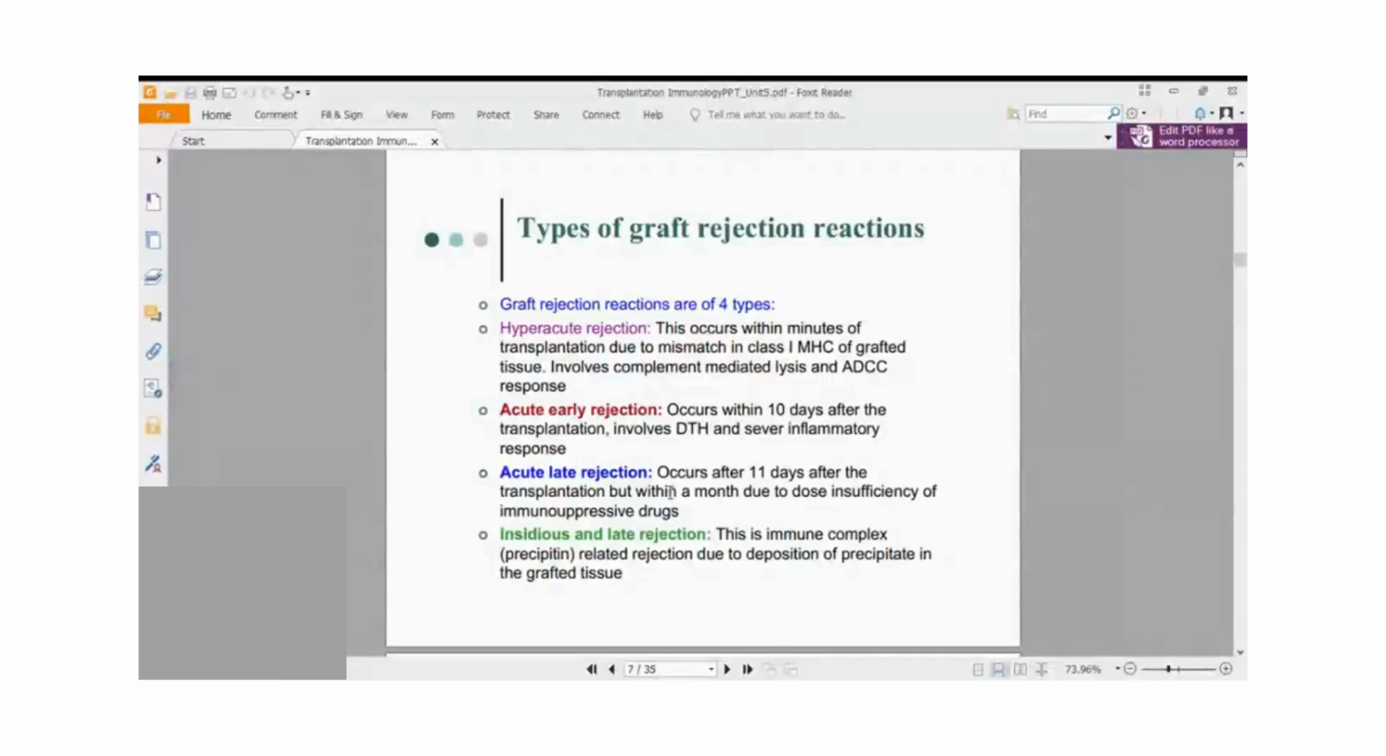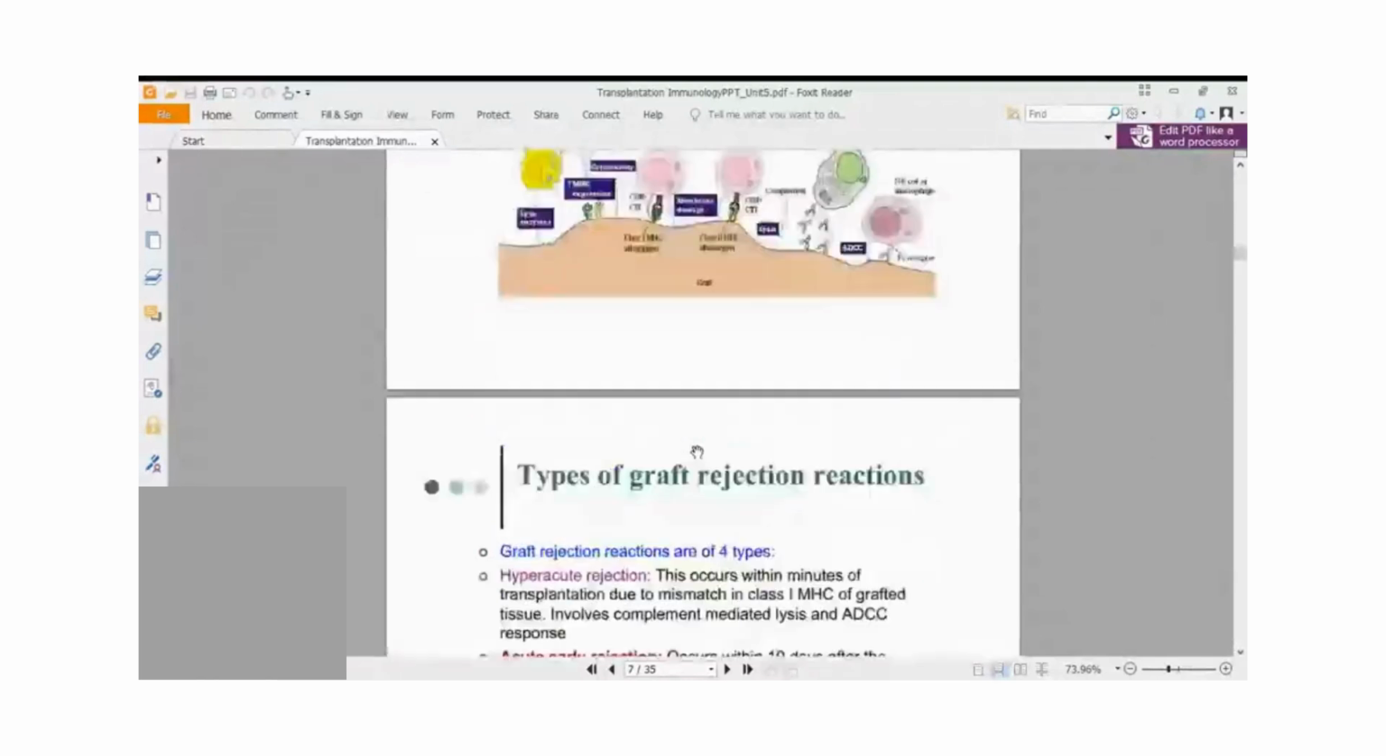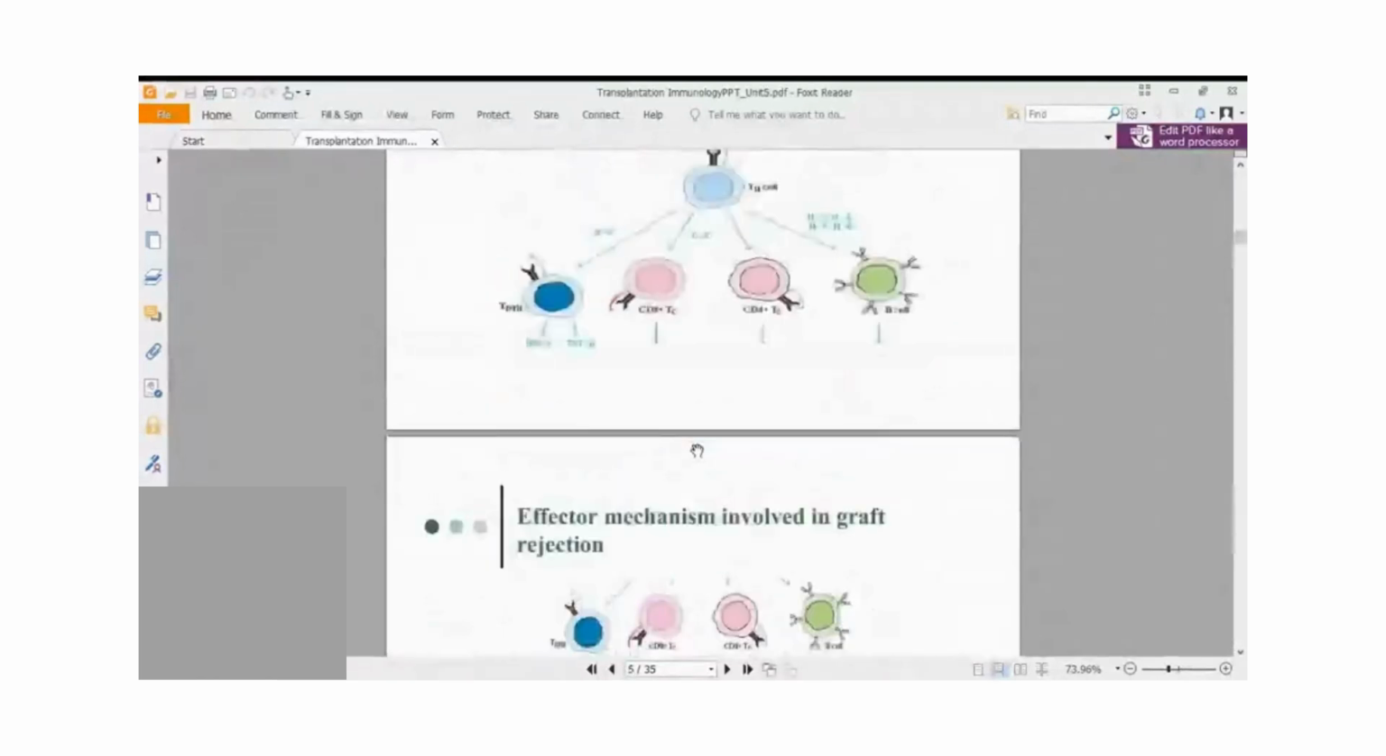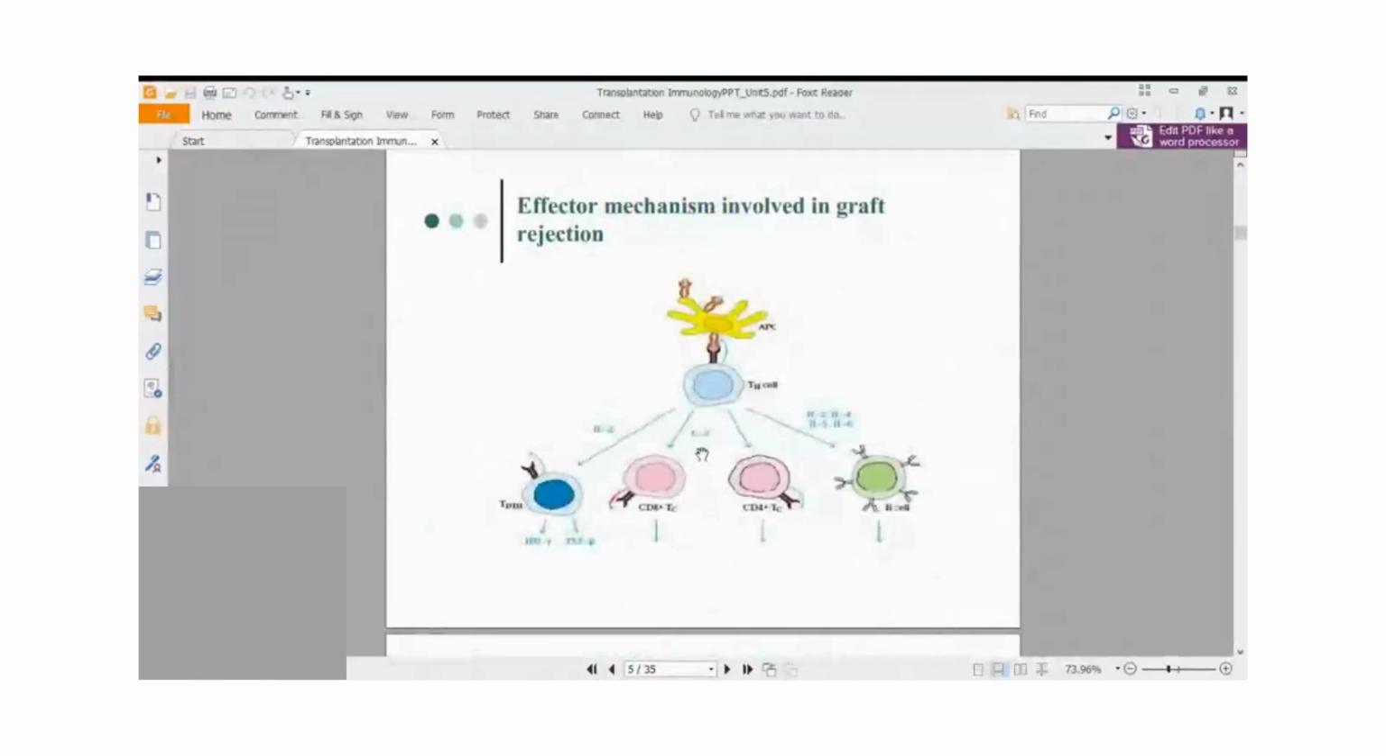Last time I had discussed with you types of rejections and how the rejection reactions take place, and within what duration the rejections will take place based on the triggered immune response in the host. Host is nothing but the recipient after the organ donation. Now we'll see today exactly the mechanism of rejection, that is, the effector mechanism of rejection.